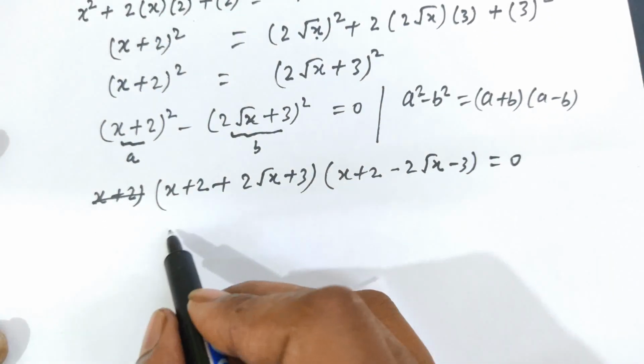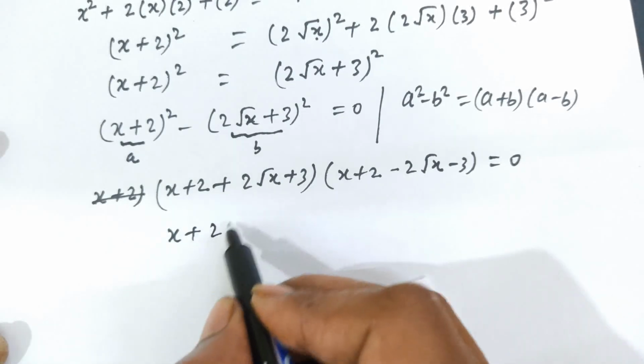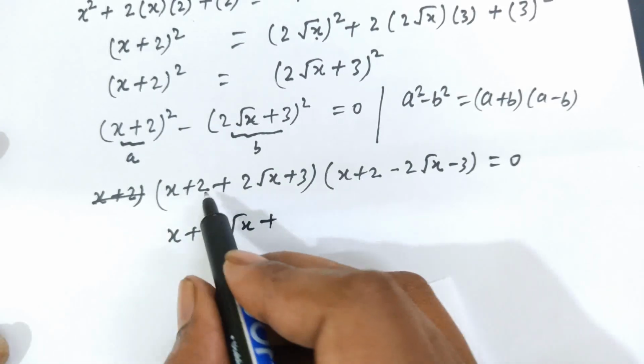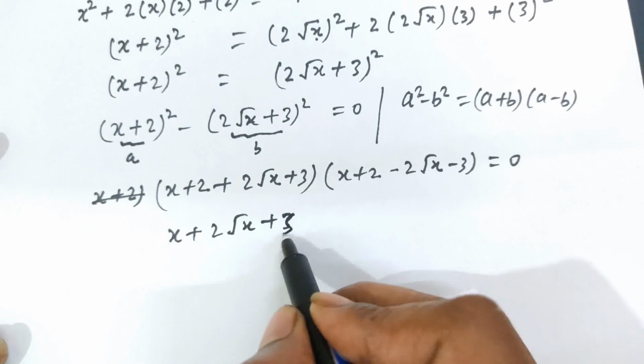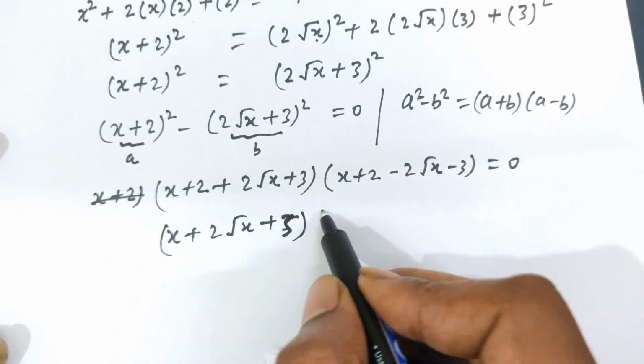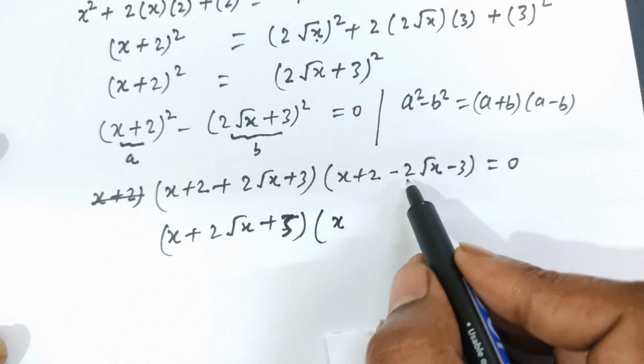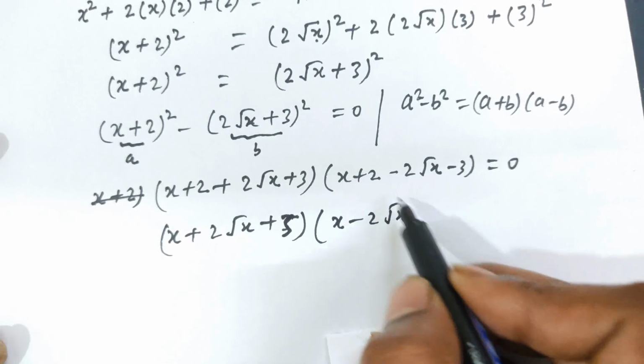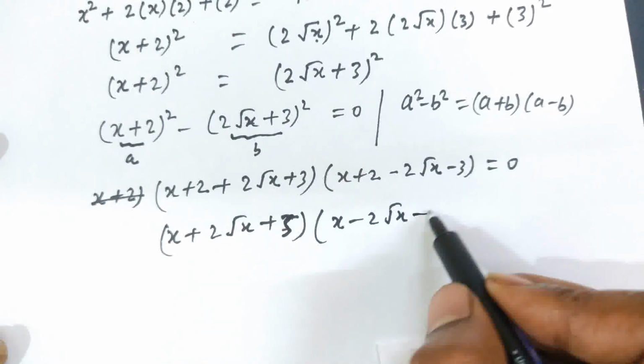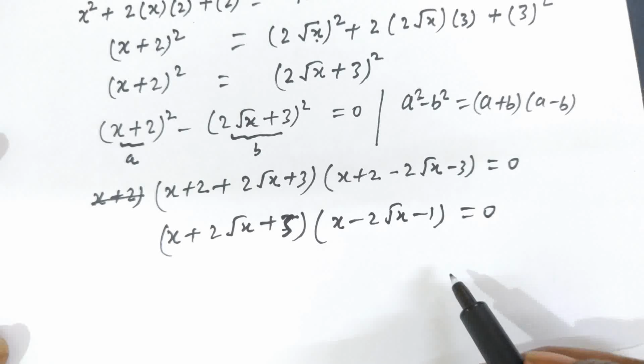Now here x plus 2 times square root of x plus 2 plus 3, that is 5, and here x minus 2 times square root of x plus 2, and this is minus 3, that is minus 1, and this is equal to 0.